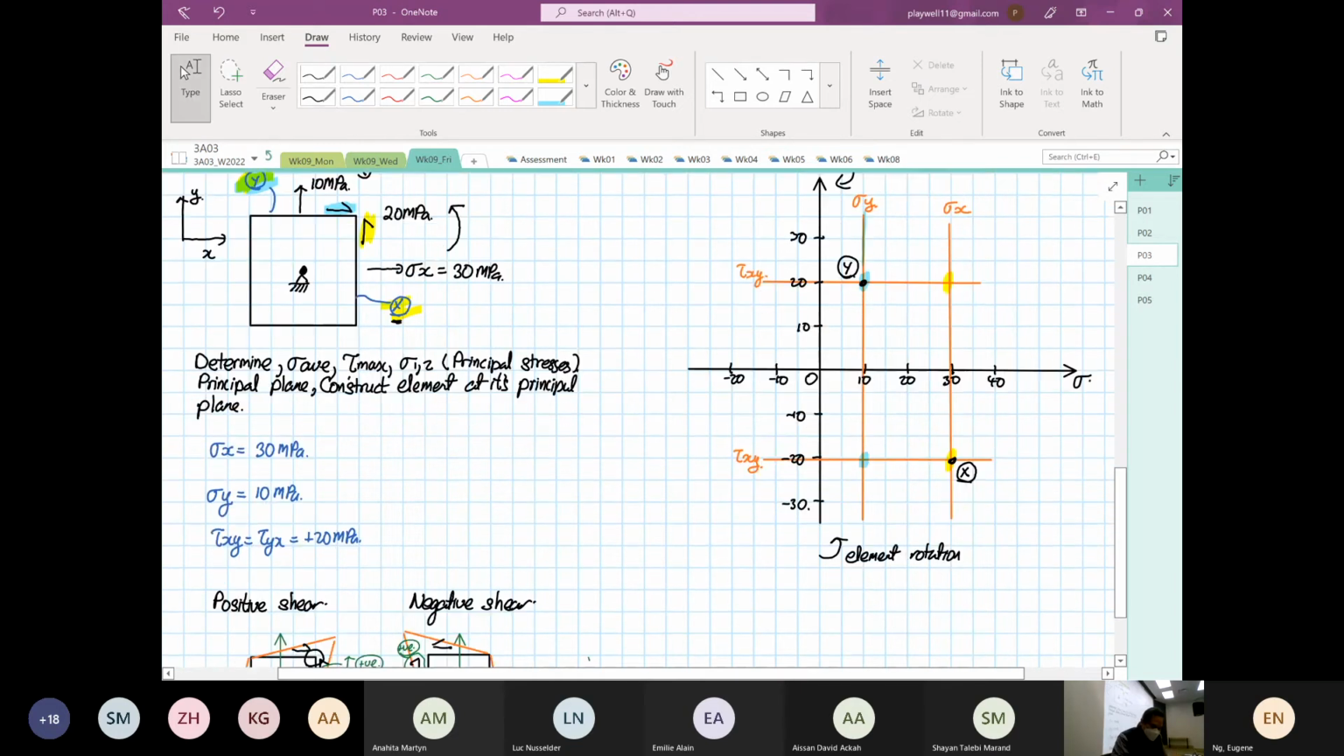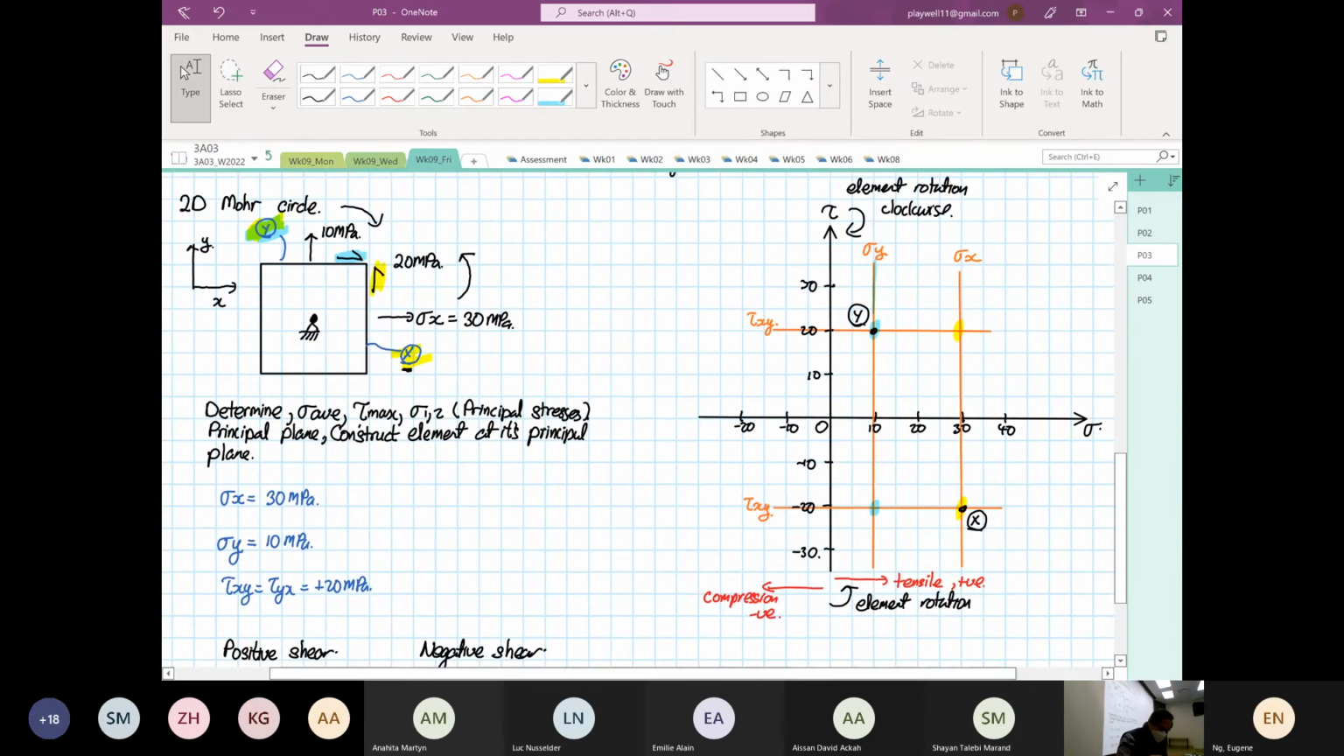Why I say it's confusing: in normal stress, anything towards the right-hand side is tensile. So anything positive is on the right-hand side, and anything negative is on the left-hand side, in compression. So the normal stress, the sign does mean something. For the shear, it means nothing. Whether it is positive shear or negative shear, it means absolutely nothing.